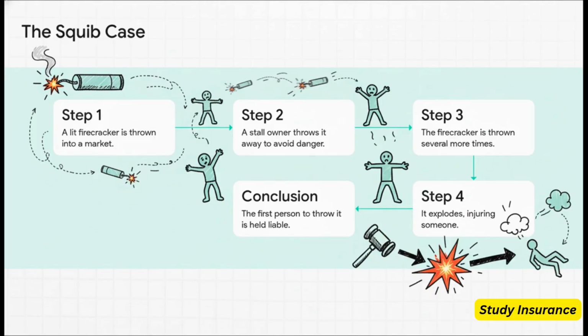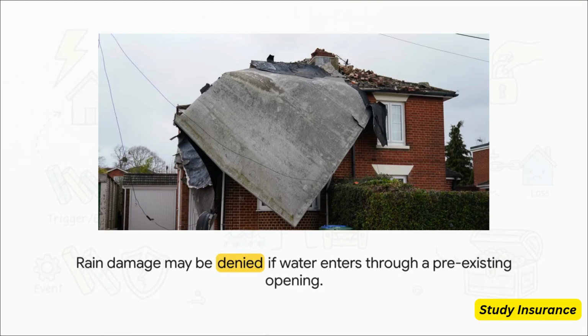So who's at fault? The court said it was the first person who threw it. Why? Because everyone else was just reacting instinctively to the danger he created. The chain of events was never broken. His throw was the proximate cause. Okay, so we've seen an uninterrupted chain. But what does a broken chain look like?